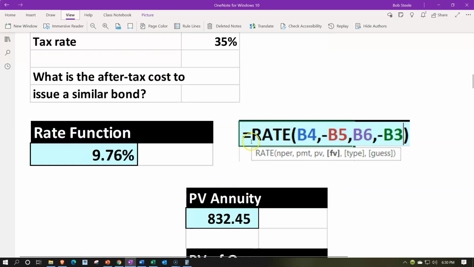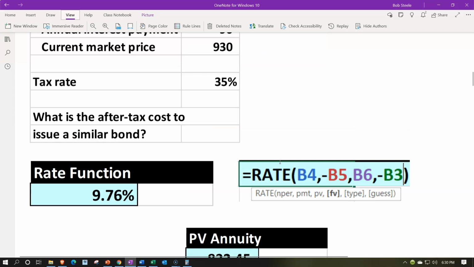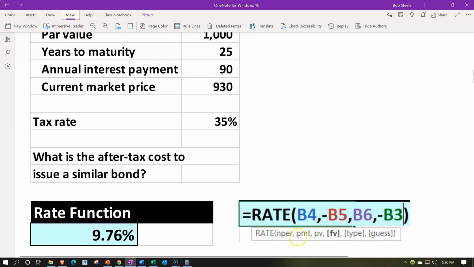So this formula would be equals the rate, brackets, and then the number of periods, which is going to be the 25, comma, the payment that is going to be the 90, which would be the 9% of the 1,000, comma, the present value. Note here, you got to put a negative here or else it will not calculate properly. So it's got to be a negative present value. That's going to be the price now, the 930, which this is known to us, comma, and then the future value, which is going to be the 1,000, up top.